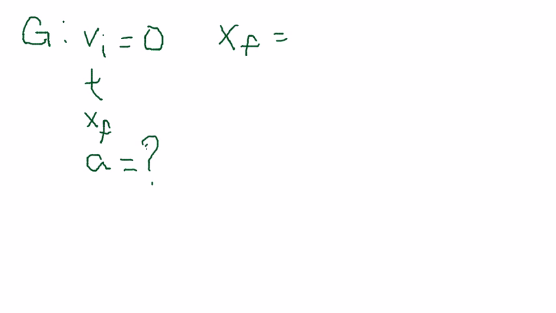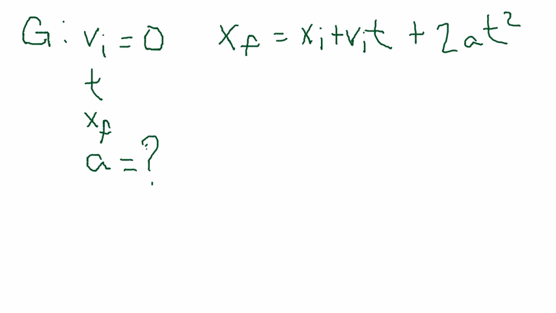final position equals initial position plus initial velocity times time plus one half times acceleration times time squared. And remember, the t is only squared.